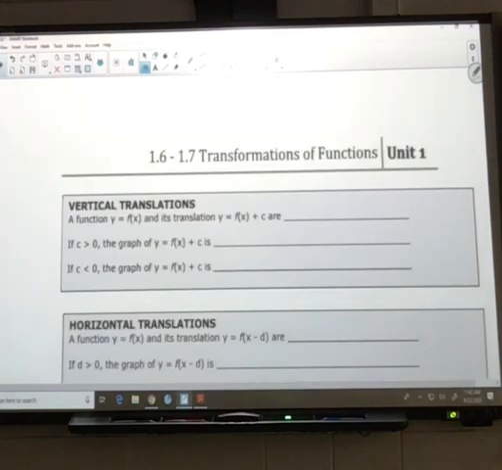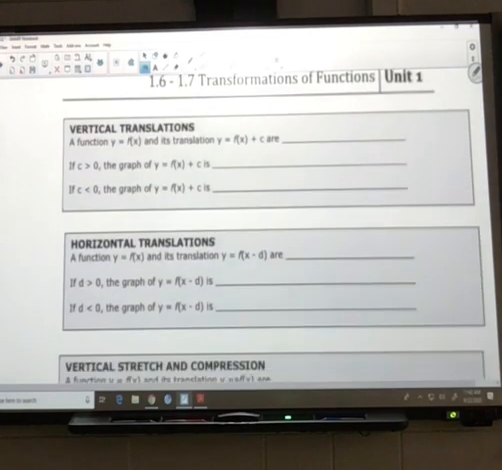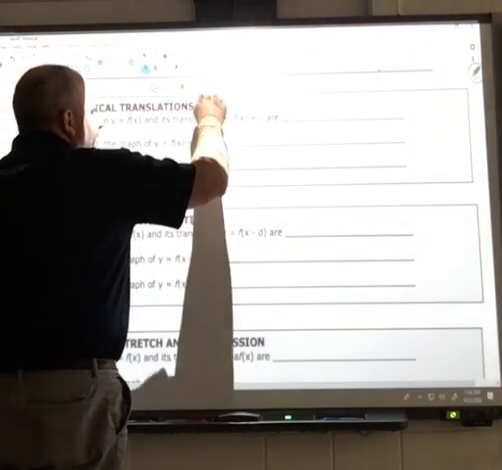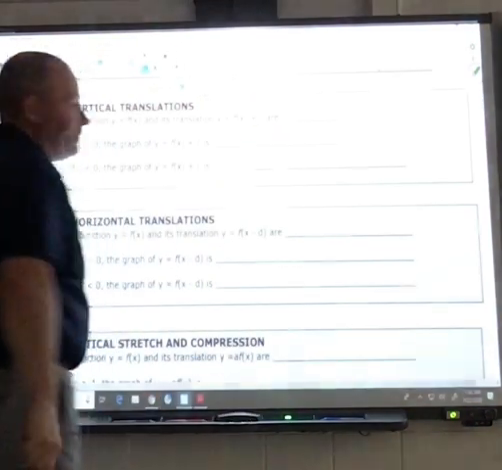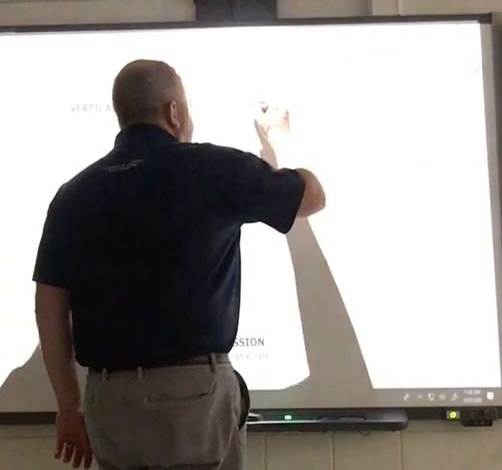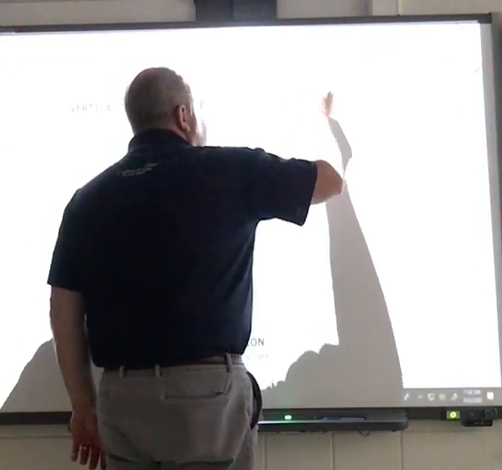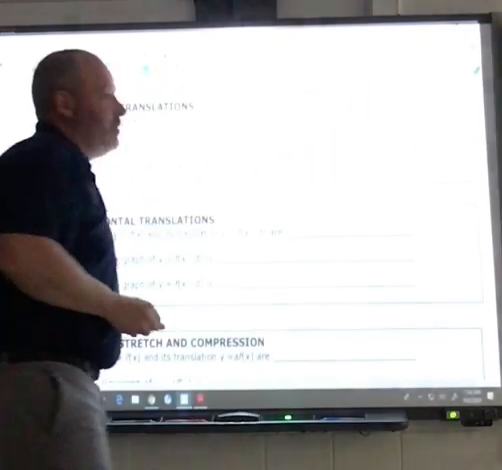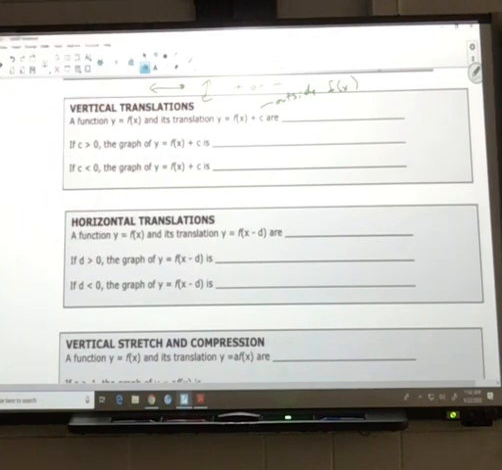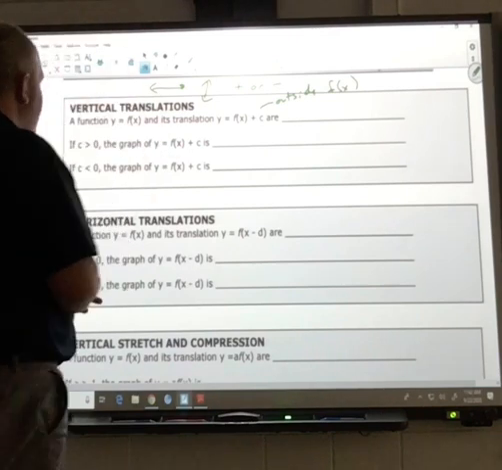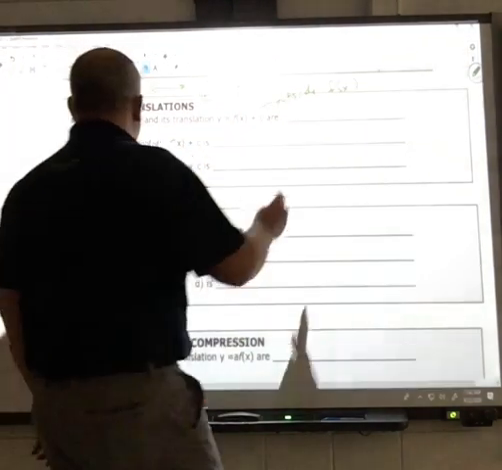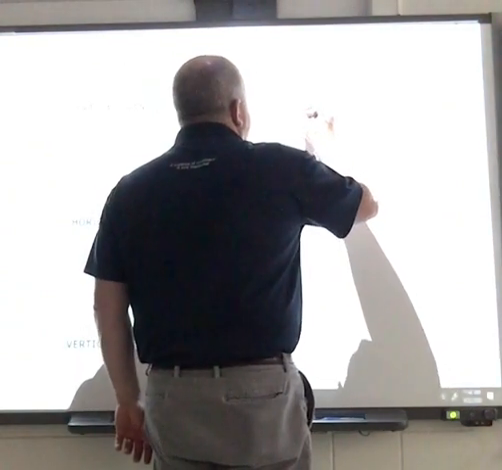Okay? So let's summarize. Vertical translations. Translations are side to side, up or down, plus or minus. Okay? So vertical translations, they're outside the function. Okay, so they're outside of the square root sign. They're outside of the absolute value function. They're outside of the x squared. Okay? So a function y equals f of x and its translation y is equal to f of x plus c are translations.